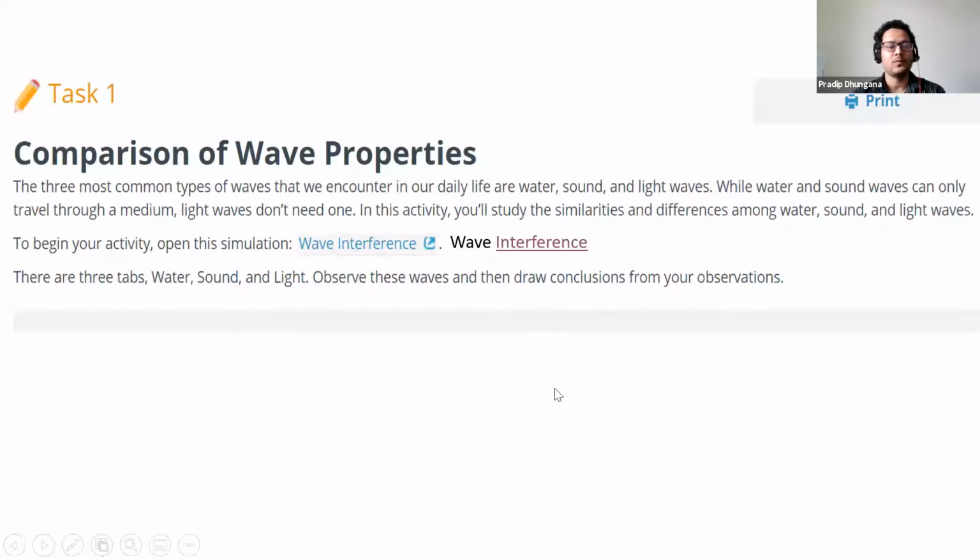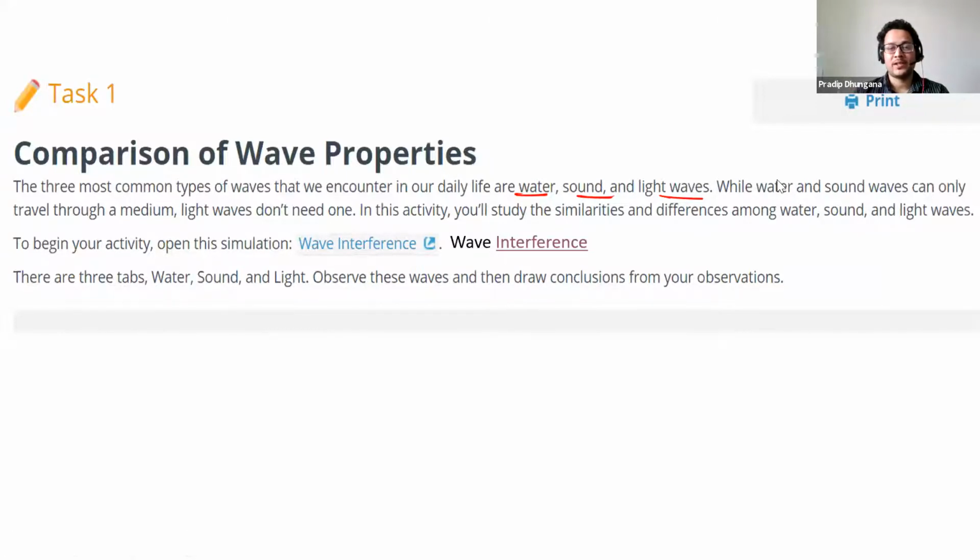Okay, let's start with Task 1. The three most common types of waves that we encounter in our daily life are water, sound, and light waves. These are the three different types of waves we encounter in daily lives. And then we have to think about it.